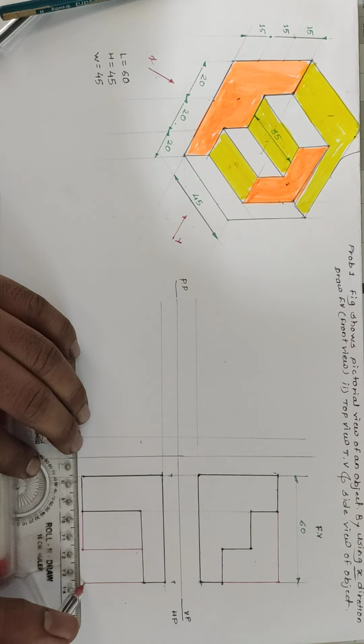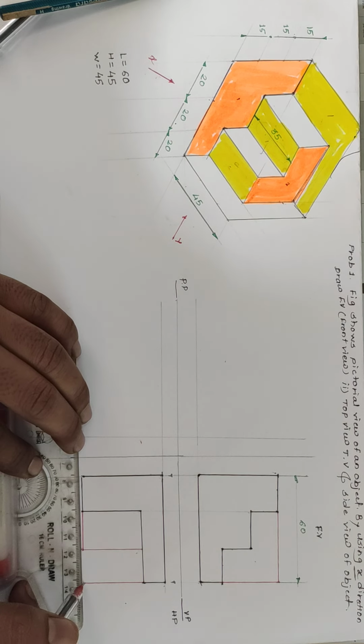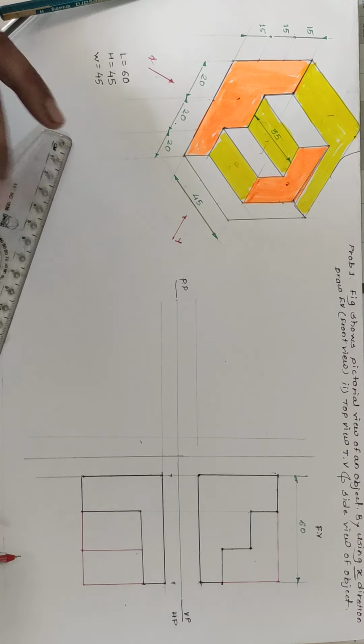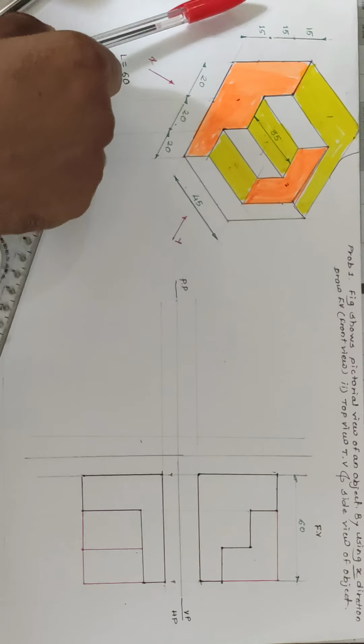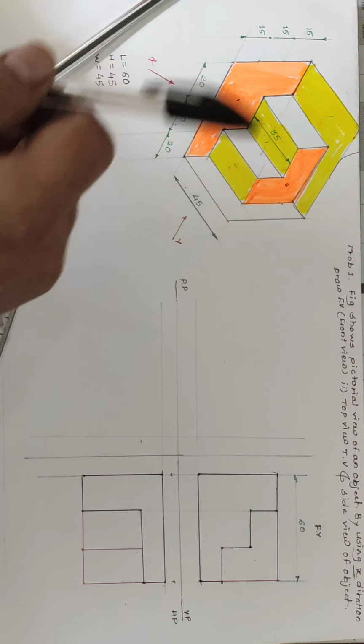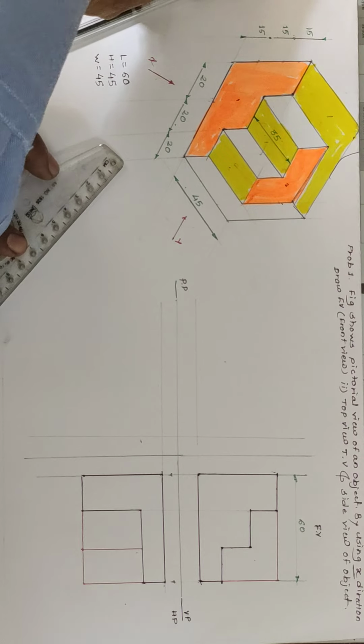Again draw, this is 35 mm, and finally we can complete the top view. Then put the dimensions, then show the dimensions here.